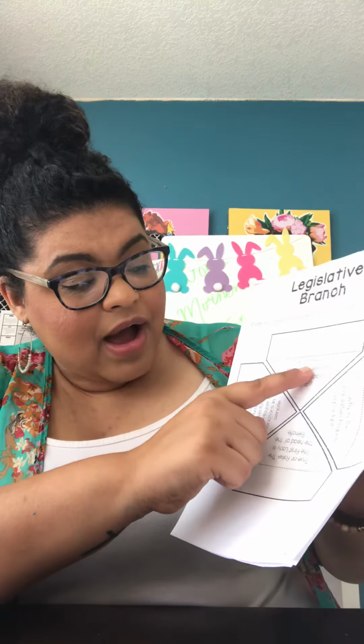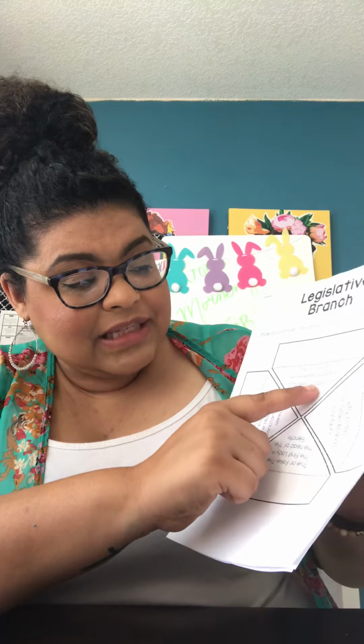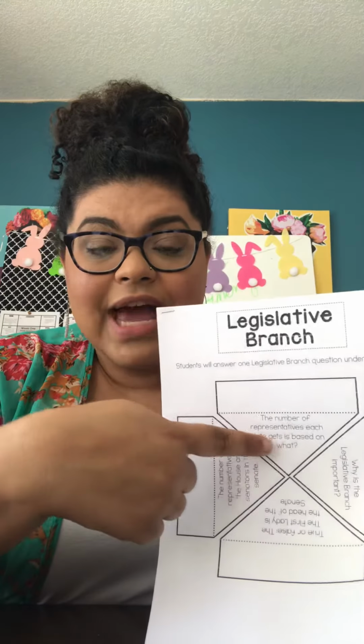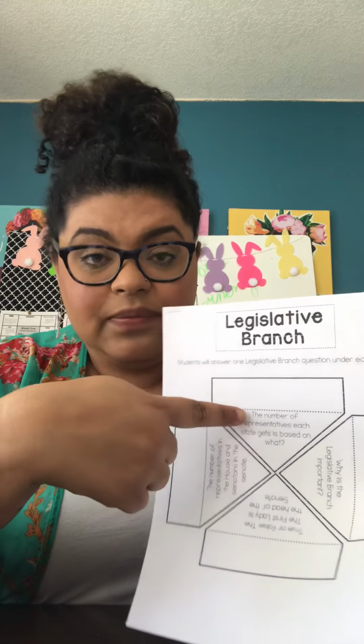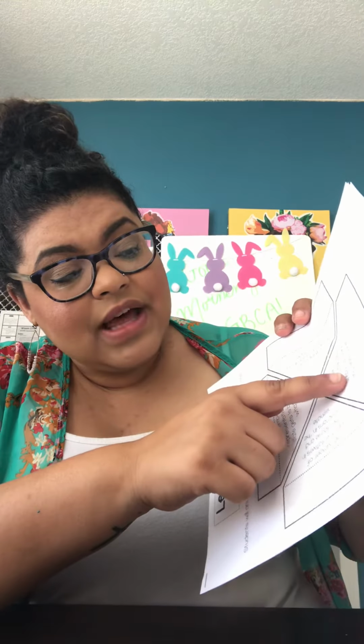For the legislative branch, this one says, the number of representatives each state gets is based on what? So you'll go back in your text and you'll be able to find the answer to that question. This one says, the number of representatives in the House and senators in the Senate. So what is the number? This one says, true or false? The First Lady is the head of the Senate. And this one says, why is the legislative branch important? So you're answering a lot of the same questions that you have already answered, okay?